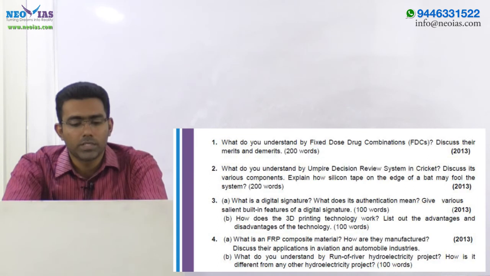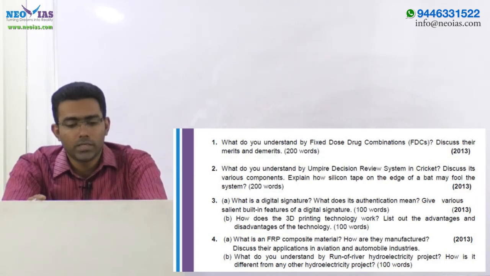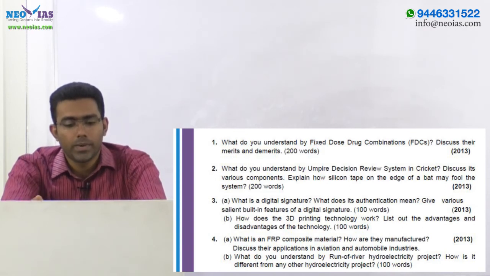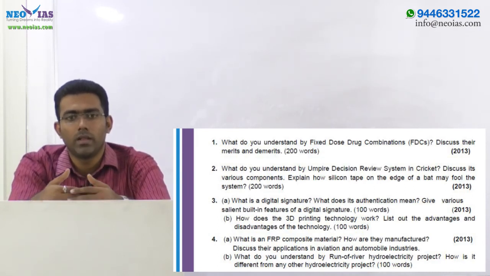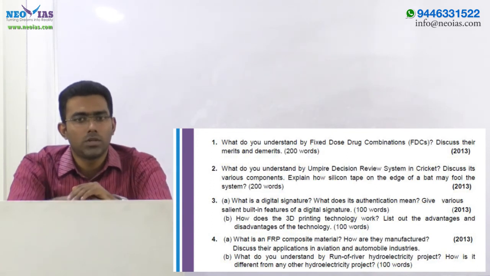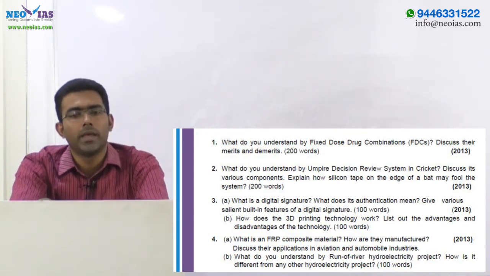Now coming to the next one: what do you understand by the umpire decision review system in cricket? Discuss its various components. Explain how silicon tapes on the edge of a bat may fool the system. So this at first sight would feel as if it is out of syllabus. But this topic is not outside the syllabus. It is inside the syllabus.